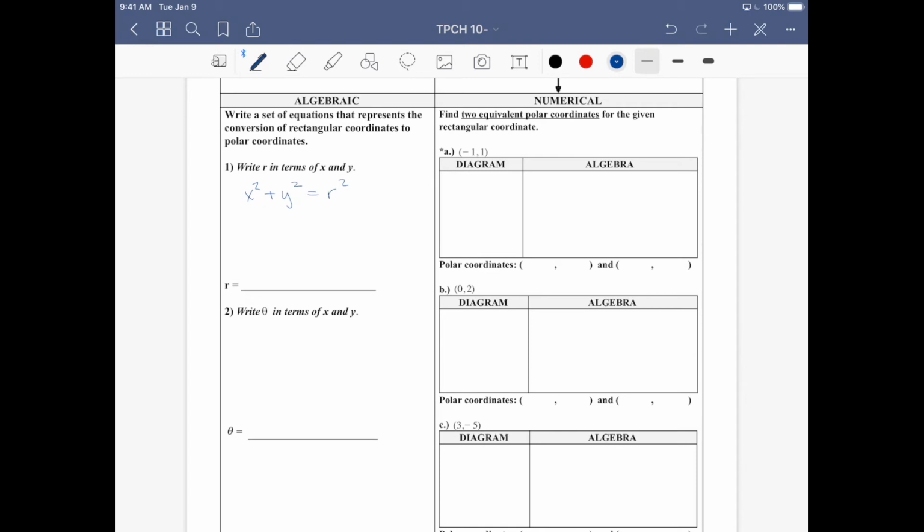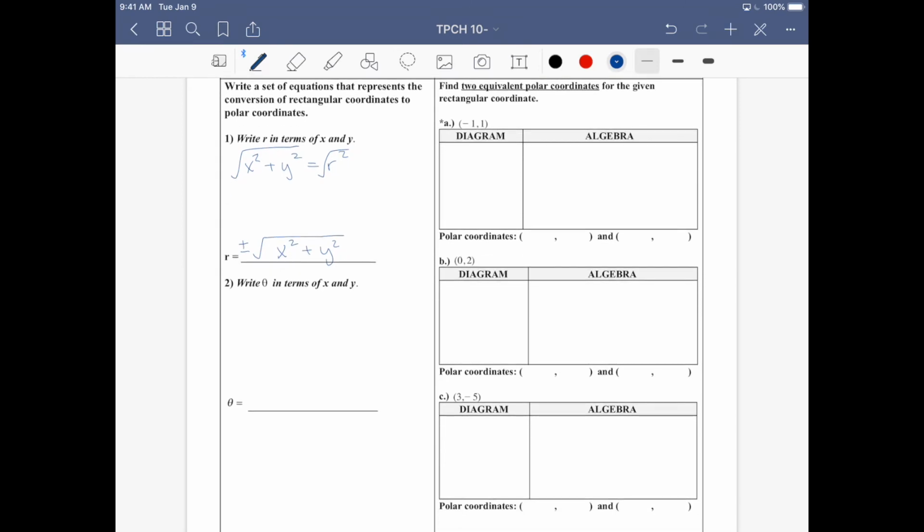So if you square root both sides, you get the square root of x squared plus y squared. But this time we're actually going to use the plus or minus.